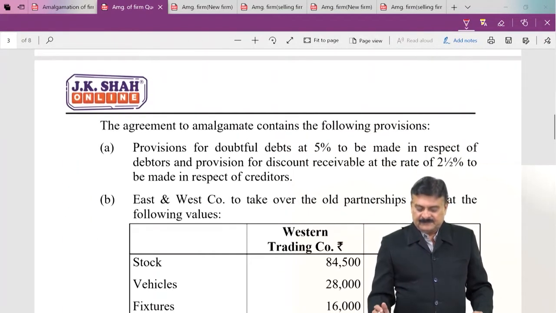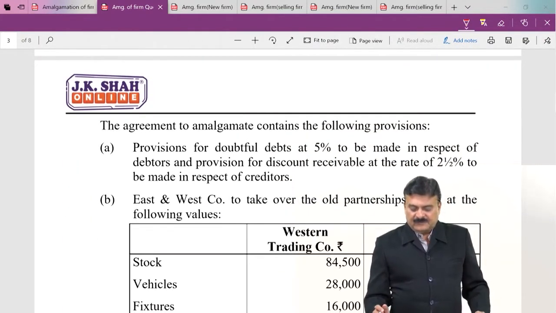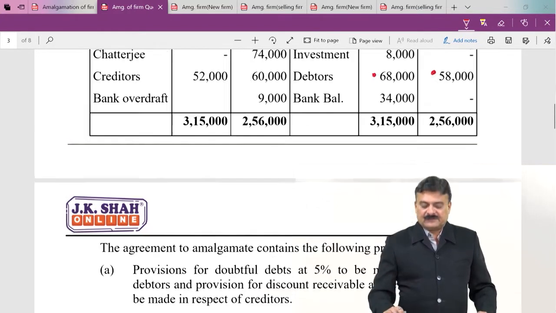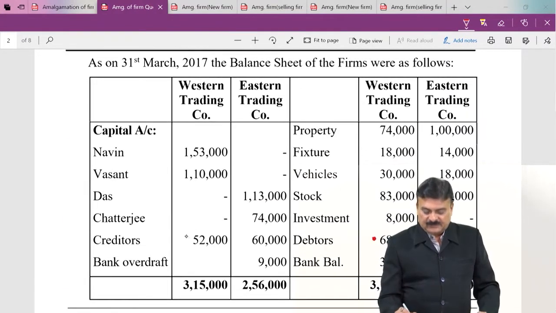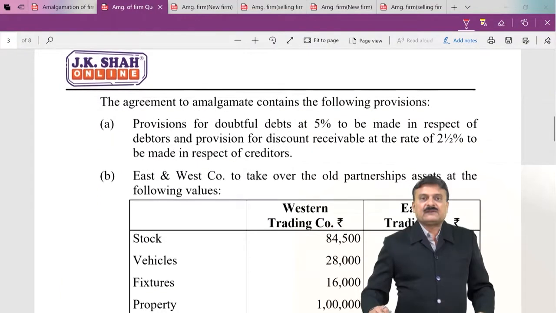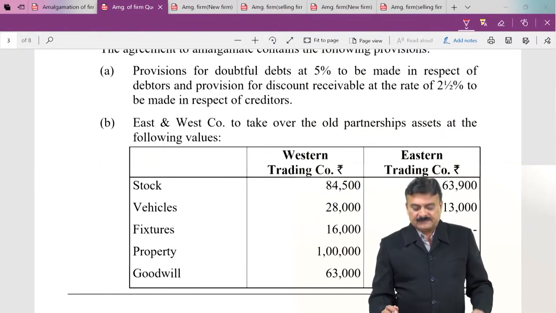Next, provision for discount receivable at the rate of 2.5% to be made in respect of creditors. So, on these two creditors, 2.5% will be our RFDC, reserve for discount on creditors.